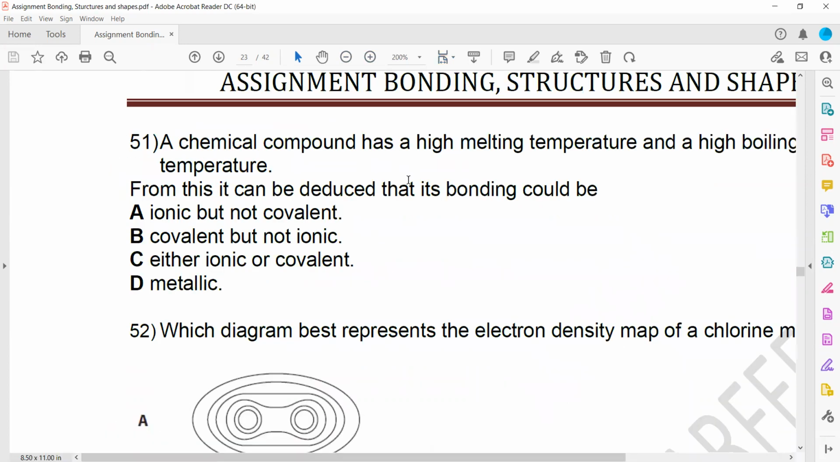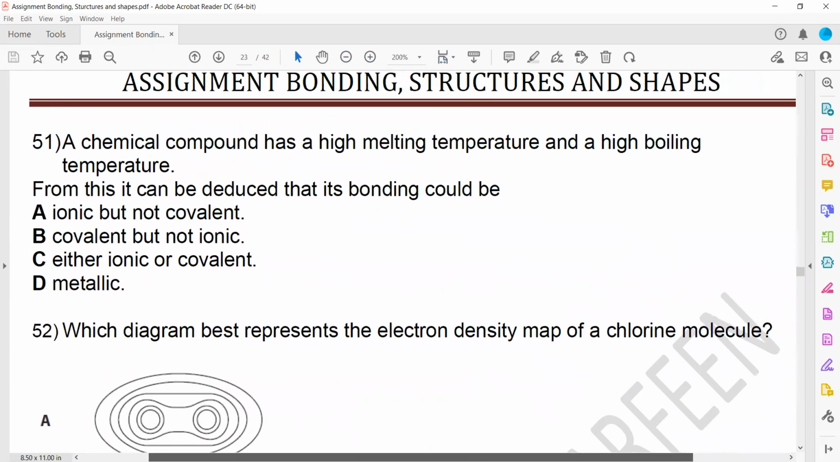Question 51. A chemical compound has a high melting temperature and a high boiling temperature. From this it can be deduced the bonding would be. So there is a chemical compound having a high melting and a high boiling temperature. So what can we conclude from this about the type of bonding within the substance? That its bonding could be ionic but not covalent.